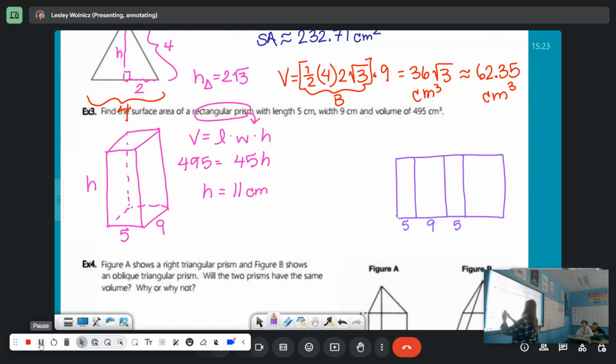Does everybody see what's happening if I stretch this out? They kind of go 5, 9, 5, 9. Does that make sense to everybody? Okay, and then I need my lids. Okay, what we just figured out is that this is 11. Okay, did I get that right?